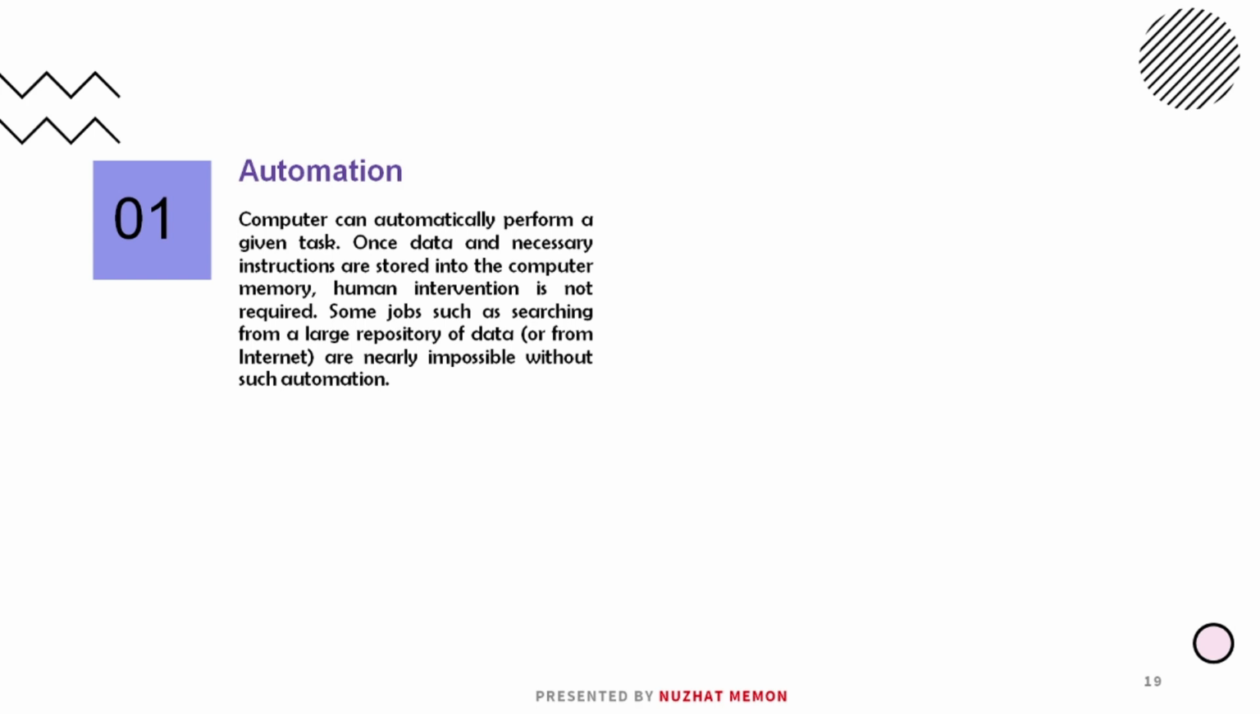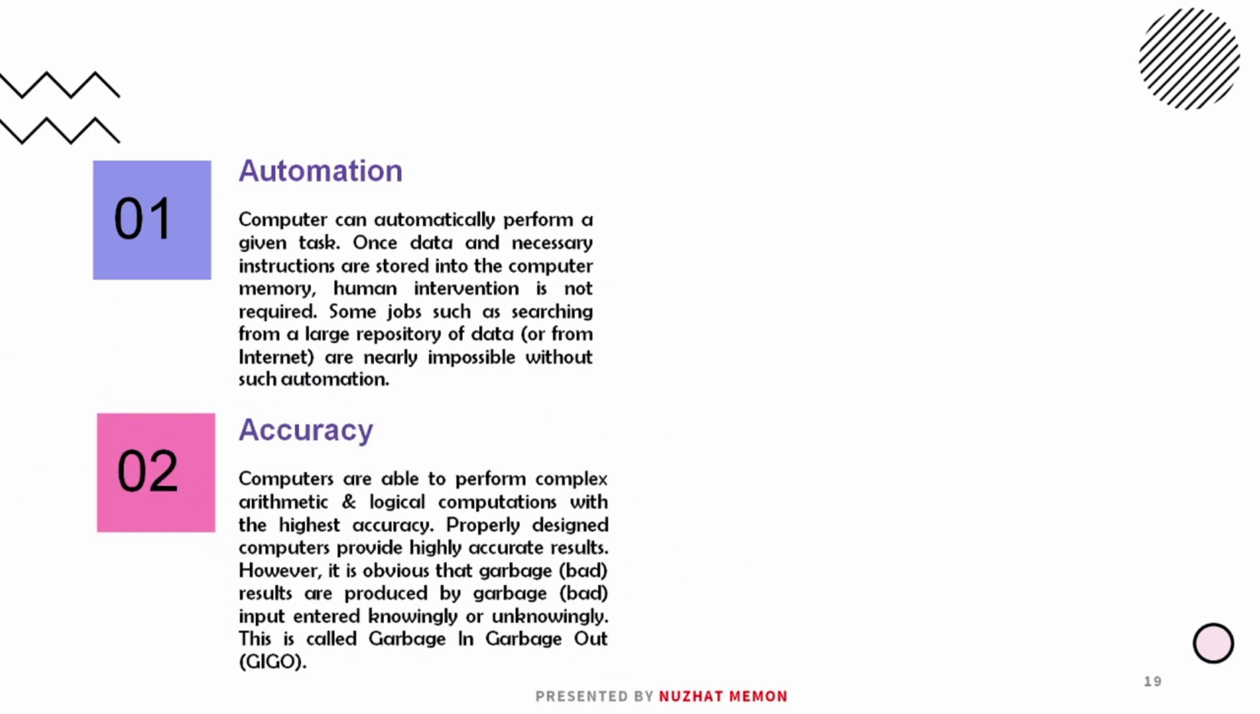Once data and necessary instructions are stored in the computer memory, human intervention is not required. Some jobs such as searching from a large database or from the internet are nearly impossible without such automation. Next one is accuracy. One of the basic advantages of a computer is that it will perform not only complex arithmetic and logic calculations but also with the highest accuracy. Properly designed computers provide highly accurate results. However, if you as a user are giving bad input, garbage input, definitely you will get garbage output. That is known as GIGO, garbage in, garbage out.